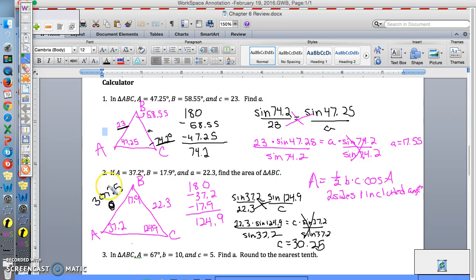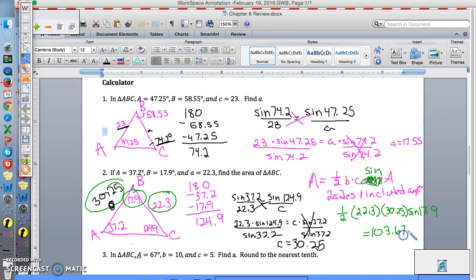So now you can see we have two sides and the included angle. So back to our formula for area, 1/2 times 22.3 times 30.25. And excuse me, I mixed up. This isn't the cosine. This is the sine. And this formula will be on your test as well. So the sine of 17.9, type that in, and we should end up with 103.67 units squared.